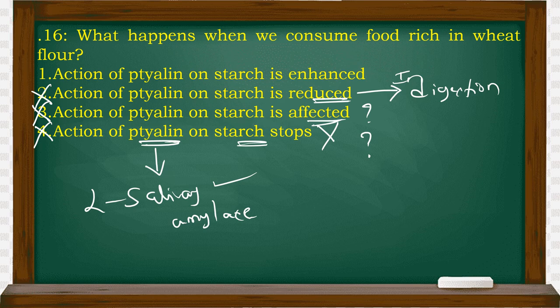Whereas the first option, which reads action of tannin on starch is enhanced, obviously, what happens when we consume more and more wheat product? More and more salivary amylase is secreted in the body, which directly goes and acts upon the carbohydrates that are present, breaking the carbohydrate starch into its constituent components, and that eases the process of digestion. So option number 1, which says action of tannin on the starch is enhanced, is the correct option.